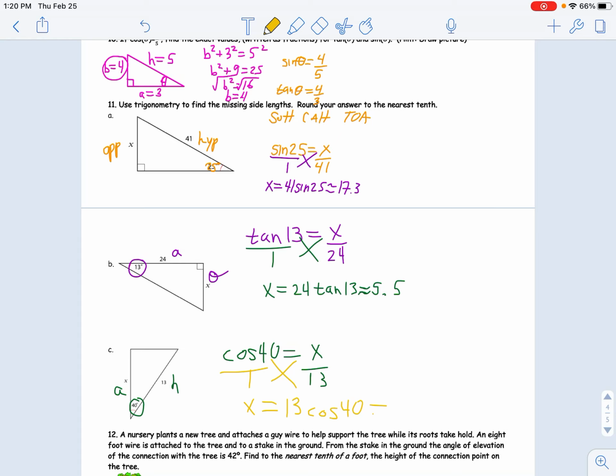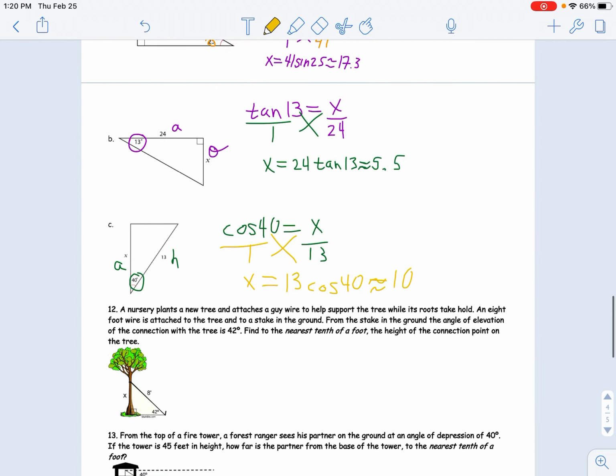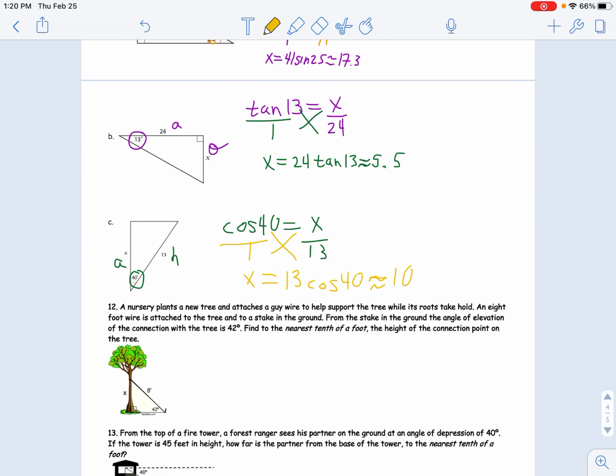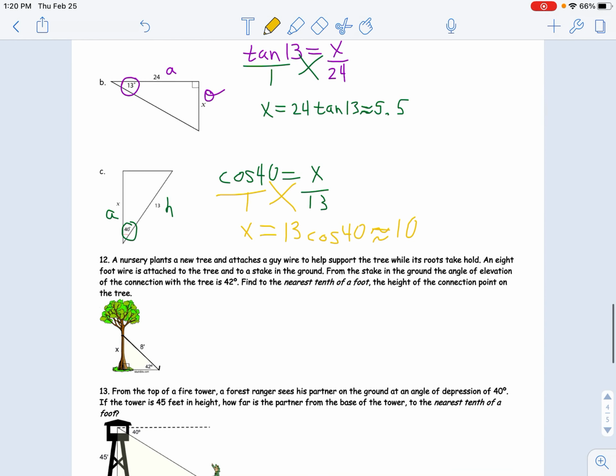And we get about 9. It actually rounds to 10 when you do the nearest tenth. All right, not exactly 10. It was 9.958577761.